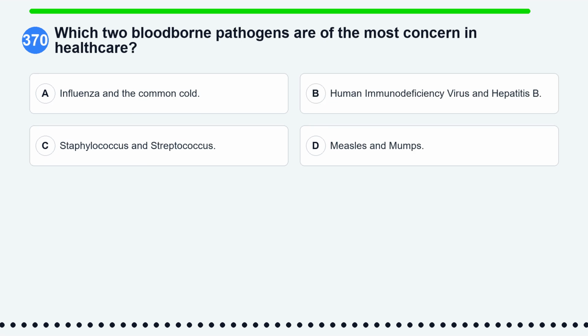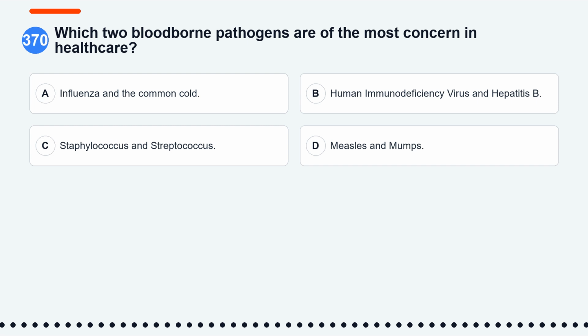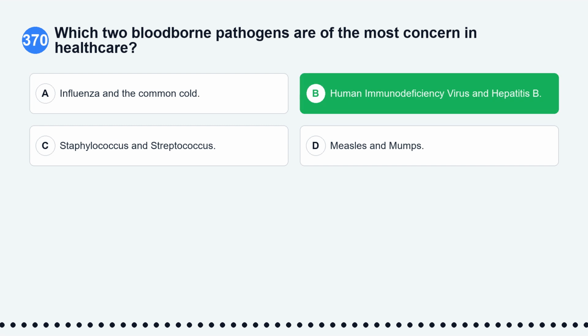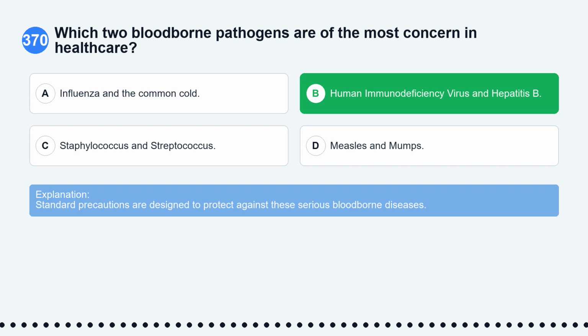Question 370. Which two blood-borne pathogens are of the most concern in healthcare? Option A, influenza and the common cold. Option B, human immunodeficiency virus and hepatitis B. Option C, staphylococcus and streptococcus. Option D, measles and mumps. The correct answer is option B, human immunodeficiency virus and hepatitis B. Standard precautions are designed to protect against these serious blood-borne diseases.